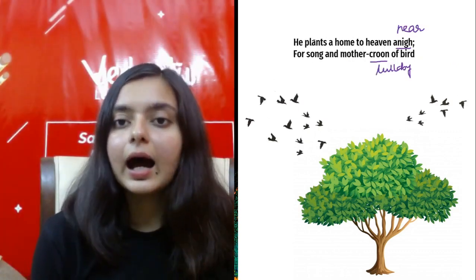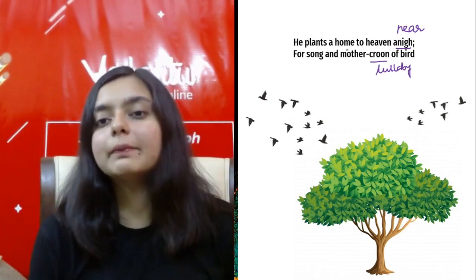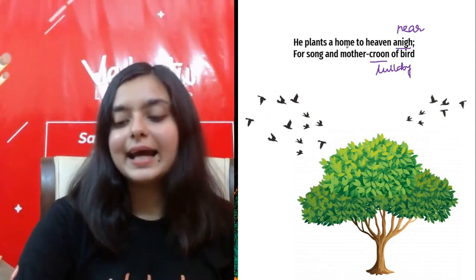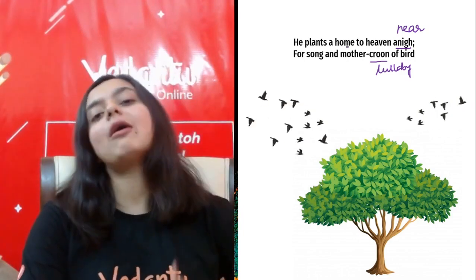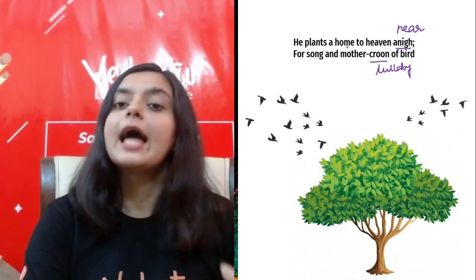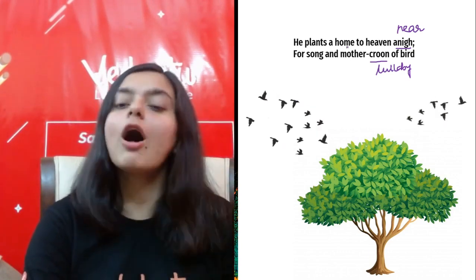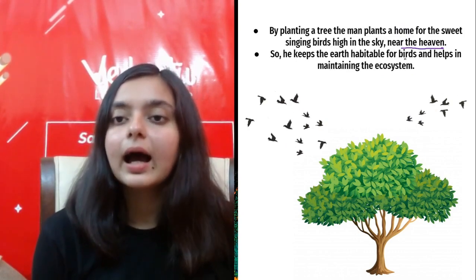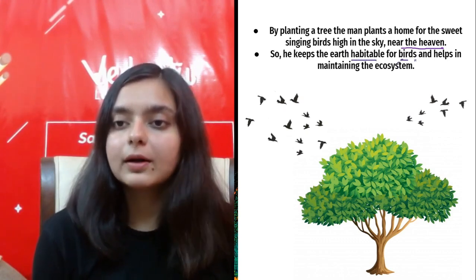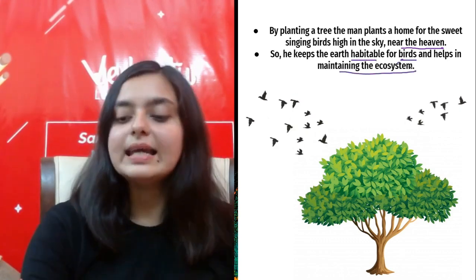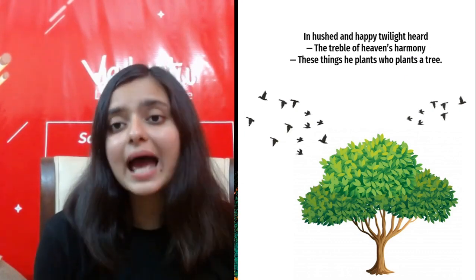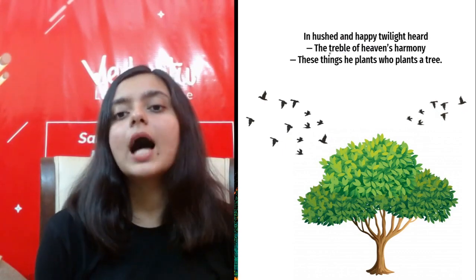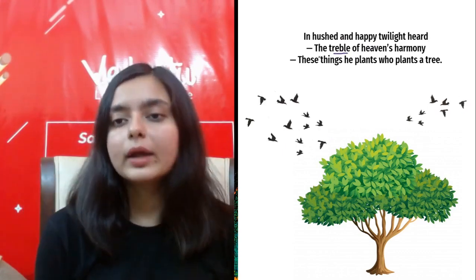So here you see, he plants a home to heaven anigh. That means he is planting a home near the heaven. He is bringing heaven closer to us. How is this a heaven? He is talking about this in the next few lines, because we can hear the soft lullaby of the mother bird. So definitely it is making the earth habitable for birds, and thereby helping maintain the ecosystem. In hushed and happy twilight heard. What is heard? That soft lullaby. In treble of heaven's harmony. Treble is a high pitched sound.